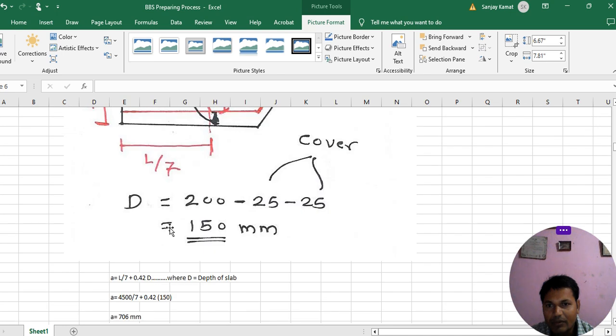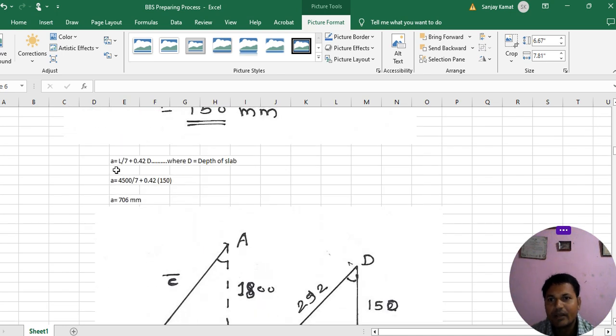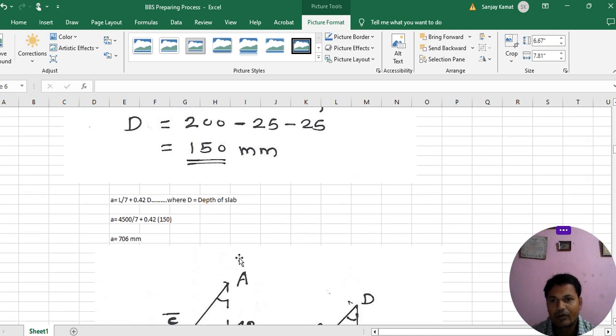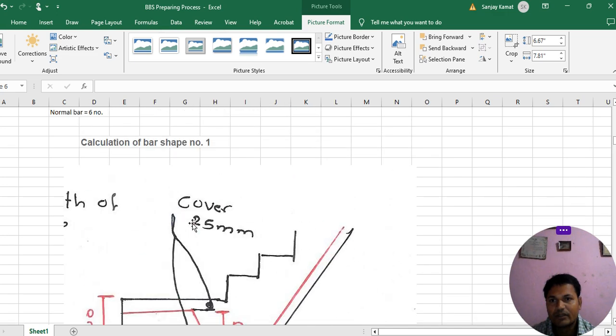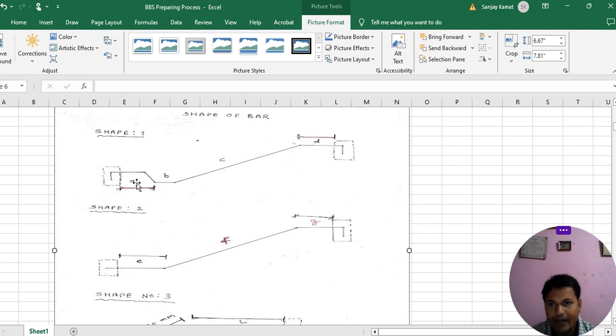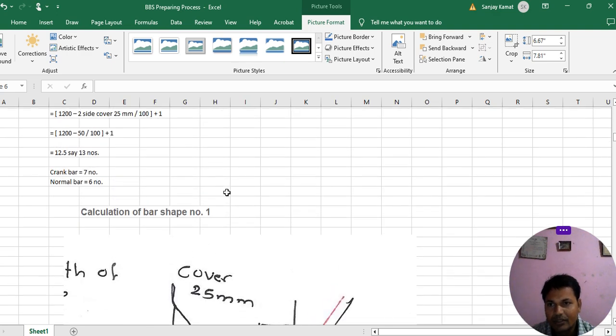So to calculate this, you can see a is equal to L by 7 plus 0.42 d, where d is the depth of the slab, and just now we calculated the depth of the slab. So this covered part, we have assumed this covered part as a. So we are going to calculate this a.